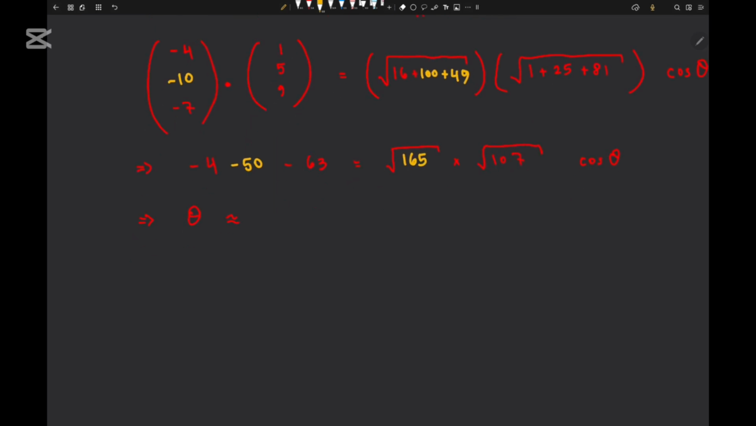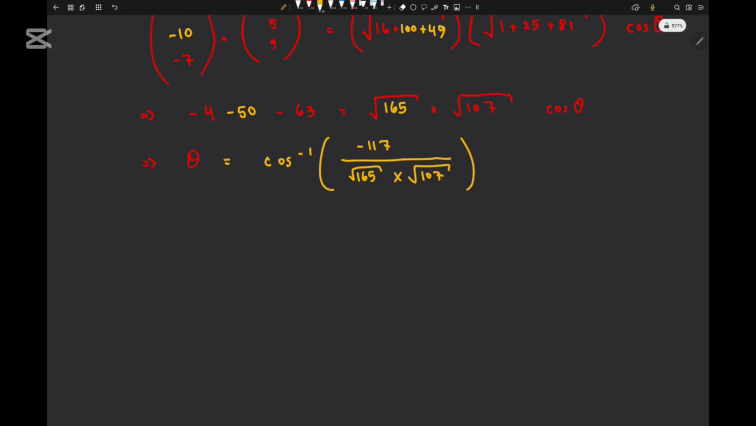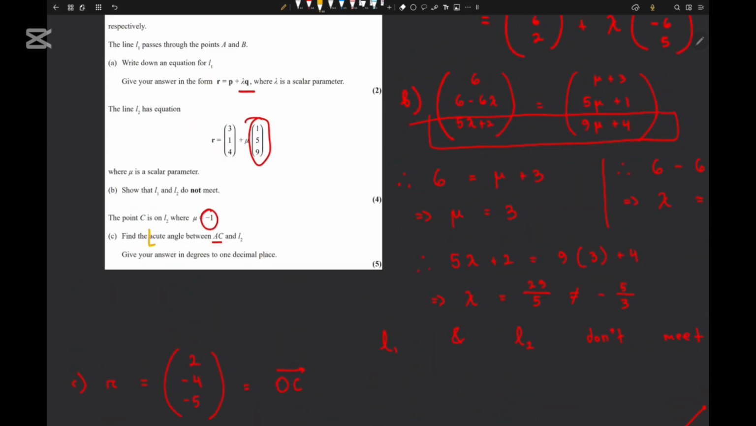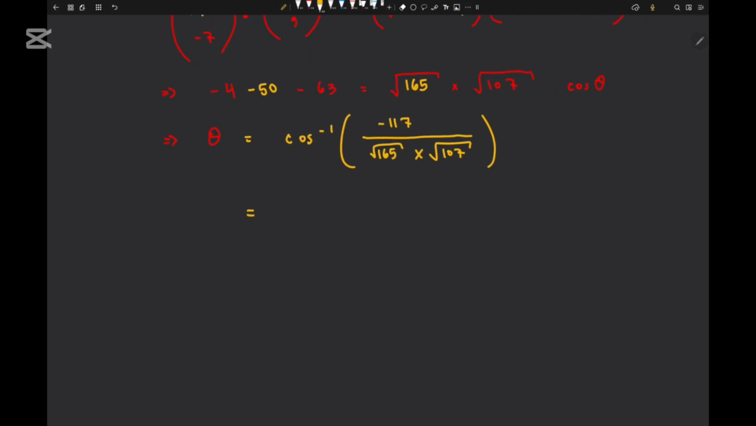So if you apply the cos inverse of negative 117 over root over 165 times 107, this will give you an angle which is not an acute angle. It's basically an obtuse angle which is greater than 120. This should give you an answer of 151 degrees. Now you need the acute angle, because they have said that you need to find the acute angle. So if you subtract the 151 degrees from 180 degrees, you should get a value of 28.3 degrees. So this will be your answer.